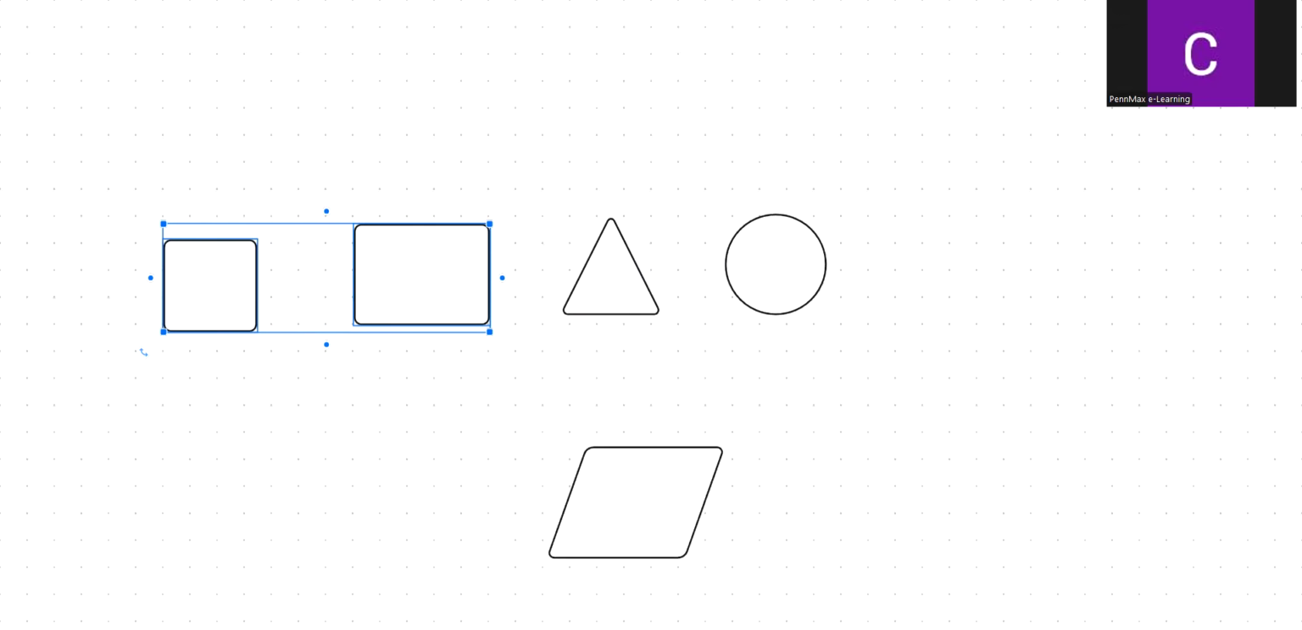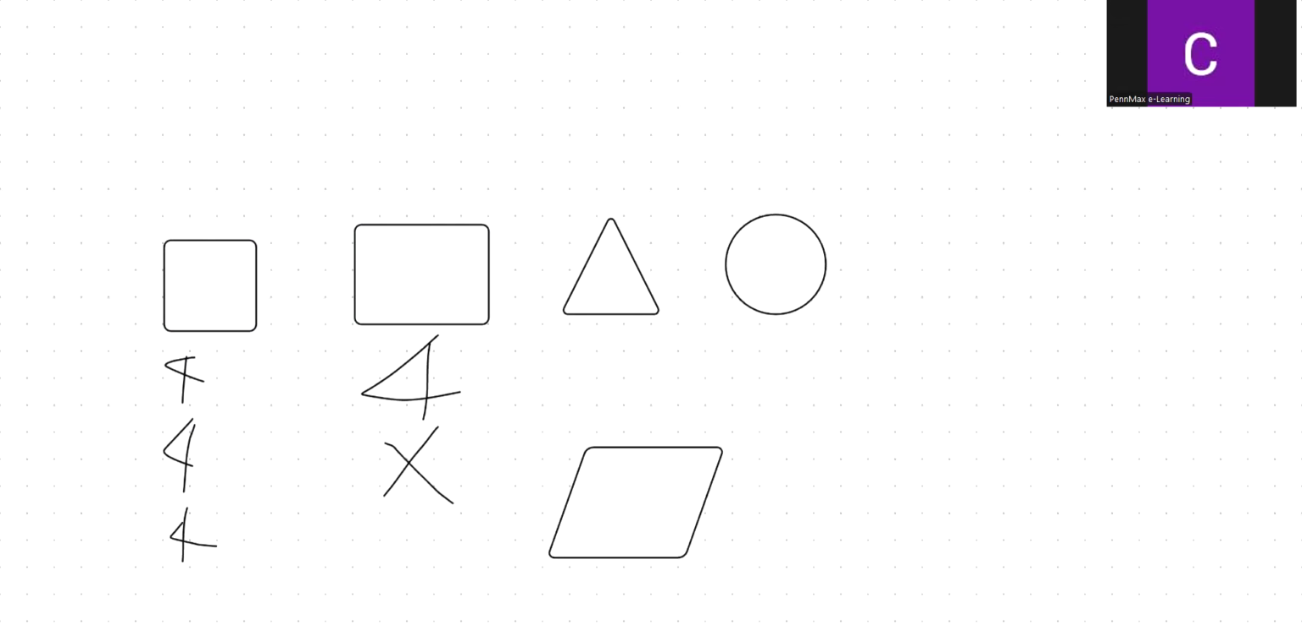A triangle has three sides and three angles. Good. A circle has no corners. So we know this has four equal sides, four angles, and four sides. And this has four equal angles, but not four equal sides, but four sides.